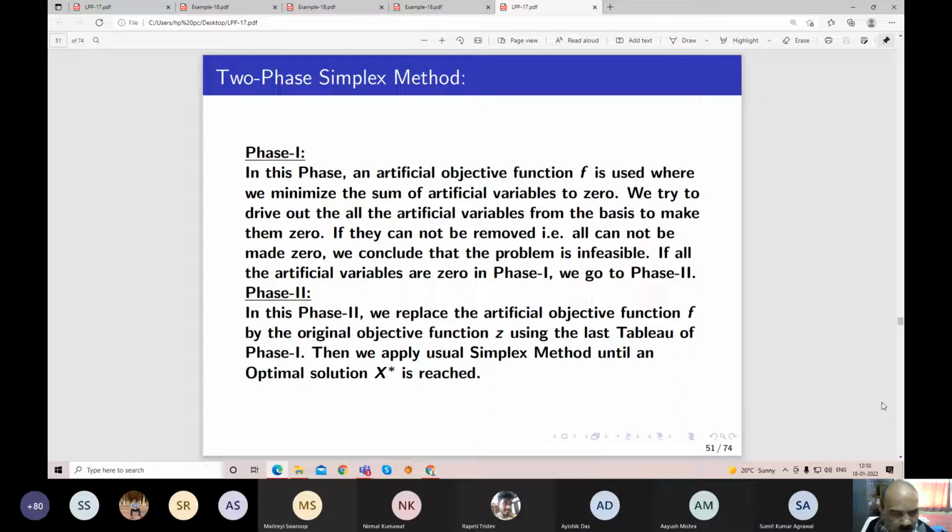So whenever you are using the original objective function, we use the last simplex table of phase 1. Then we apply the usual simplex method until an optimal solution is found. So we'll operate the usual simplex method till we find an optimal solution.